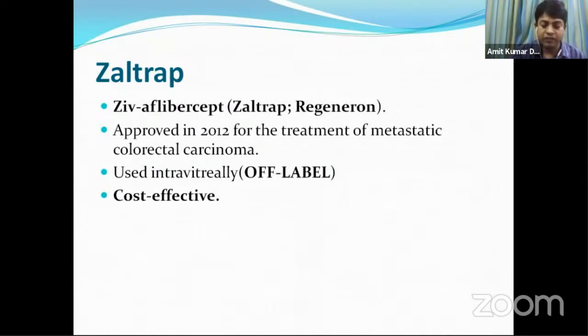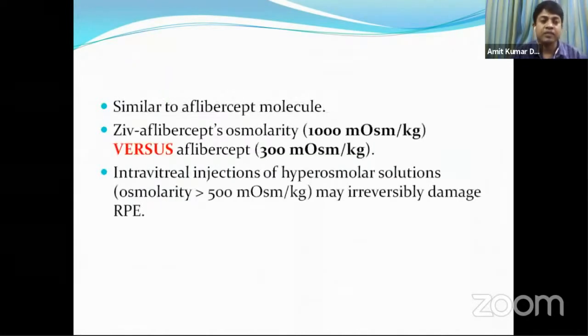One injection of aflibercept will cost more than 50,000, whereas this Zaltrap comes in a 4 ml vial, which can be reconstituted and used for up to 30 patients, and each vial costs around 30,000. So per injection, the cost is reduced to almost 1,000 rupees for the patient. However, there are some problems with it. The osmolarity is very high, 1000 milliosmol, compared to aflibercept, which is only 300 milliosmol.